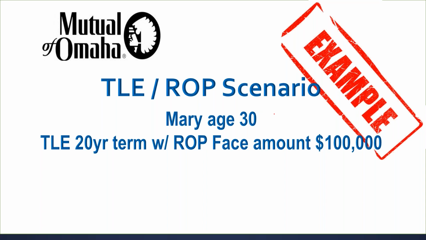Here I've got a client. Her name is Mary. She's age 30. She's going to do a Term Life Express, a 20-year with the return of premium, and a face amount of $100,000. Now remember, guys, I really like the 20-year return of premium feature more than the 30-year. Two reasons why. Number one, it's a higher premium. Higher premium means they're going to get more money back, and because they get the money back at an earlier age, when you decide to flip that into a paid up policy, you get a bigger face amount.